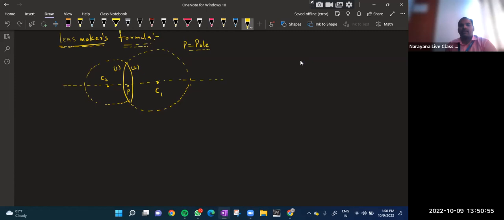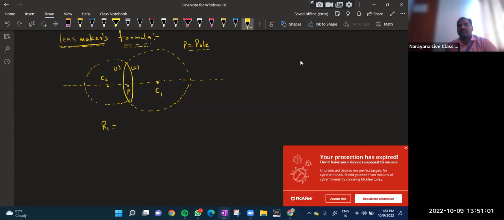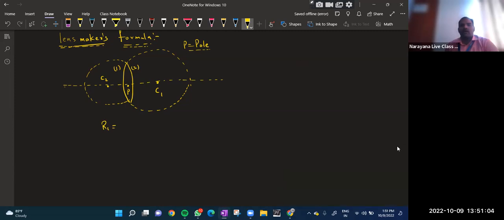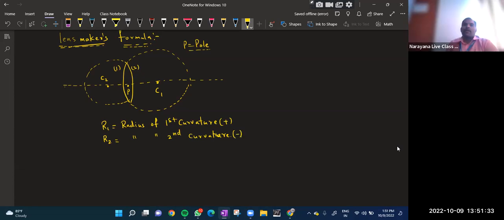And let's say R1 is what here? Radius of the first curvature. R1 is what here exactly? Radius of first curvature, from pole to C1. In fact, it is positive only, na? In the current example. What about R2? Radius of curvature of the second curvature, is that negative or positive? Negative. And this setup is called here lens.